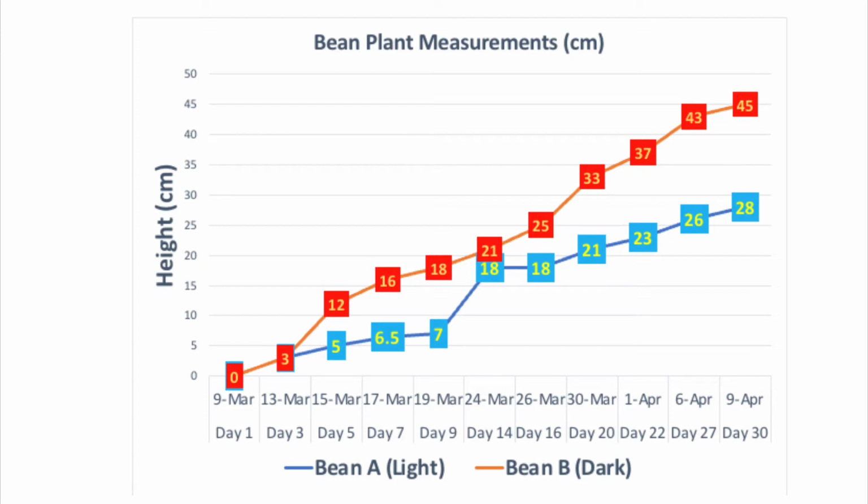However, bean A showed significant growth from day 9 to day 14, then remained growing at a steady rate of 2 to 3 centimeters every 2 to 4 days. It remained at a pretty consistent height because it was sprouting new leaves horizontally rather than getting taller. Bean B, on the other hand, grew consistently at about 2 to 4 centimeters between every measurement and showed the most growth between day 16 and day 20.